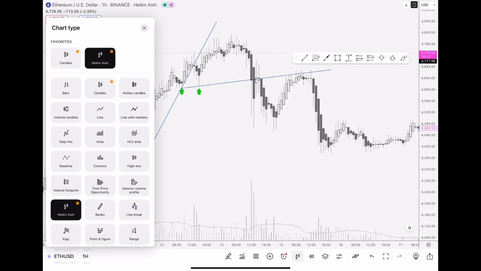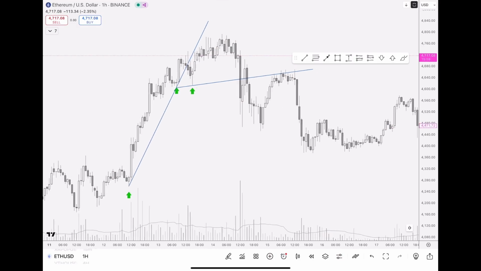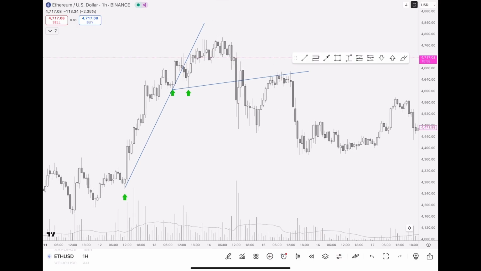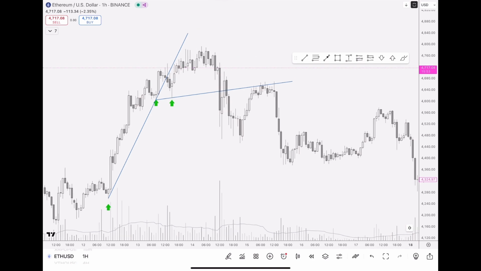Let's go back to normal candles and check that it doesn't go through any wick. It doesn't on the left part of the chart. And then when it does on the right part of the chart, that's where it becomes interesting. So it breaks through here. That's a first signal.